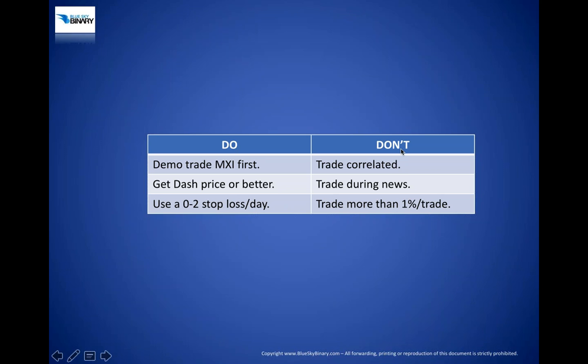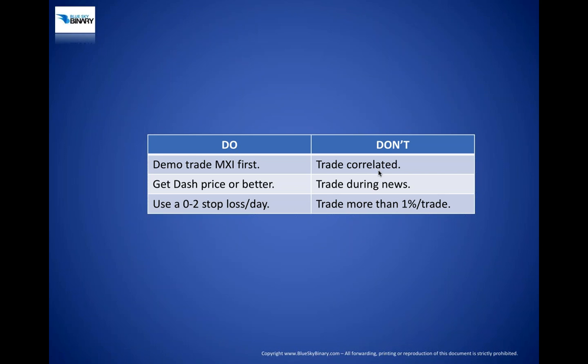A major don't is don't trade correlated, right? This is a big issue. So the MXI may fire on British Pound USD, also known as cable. It may fire on the British Pound Swiss franc. It may fire on the British Pound Australian dollar. If there's a move in the British Pound, it could trigger these extremities, triggering the MXI in certain instances.